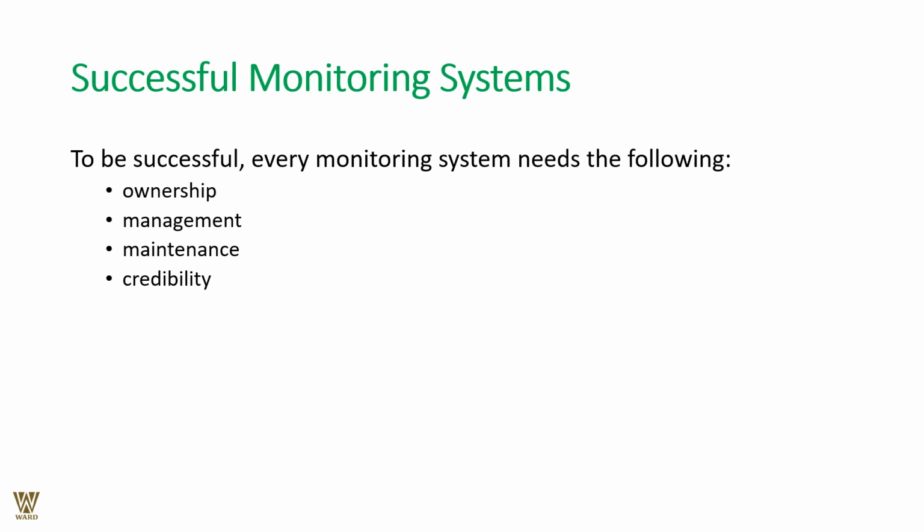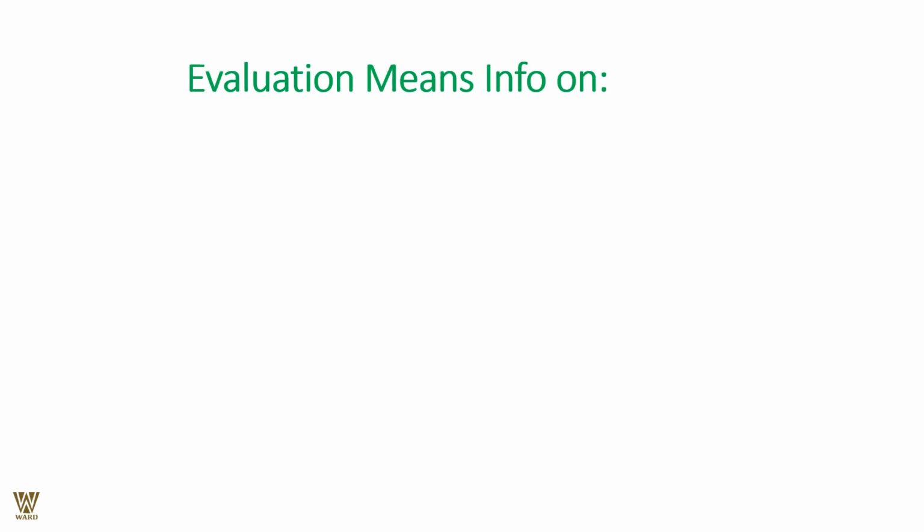To have a successful monitoring system, what do we need to do about it? We looked at ownership, management, maintenance, and credibility. These are the things that we need to work upon as and when required, every now and then. So to be successful, every monitoring system has to have a sense of ownership, a sense of management, maintenance, and credibility thereby.